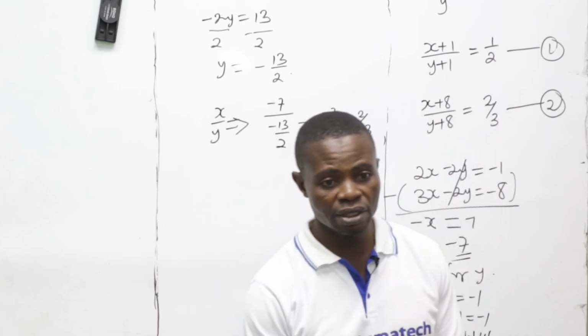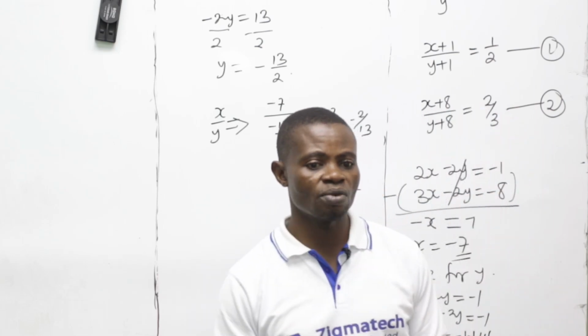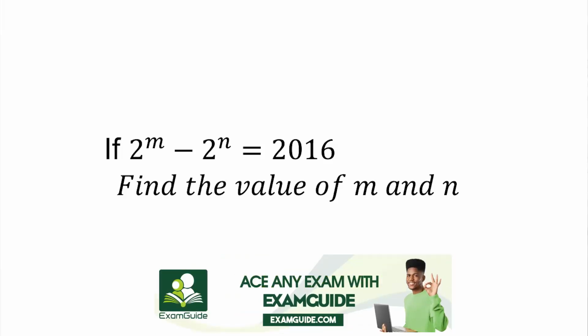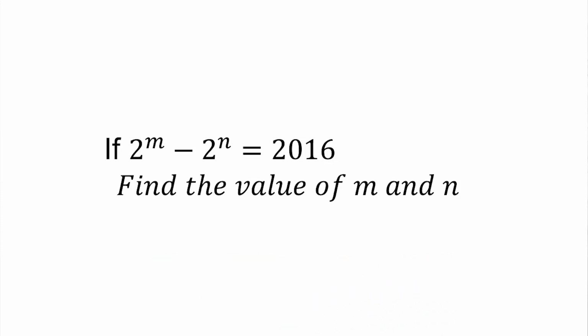14 all over 13. So next one is, there are some questions when we see, you wouldn't know that it's a word problem. Because of what? The way they are being simplified, or the way they are, if you don't take time, you won't know what they are actually looking for. Look at this. If 2 raised to the power m minus 2 raised to the power n equals 2016, find the value of m and n. Is it not funny to look at this kind of question?